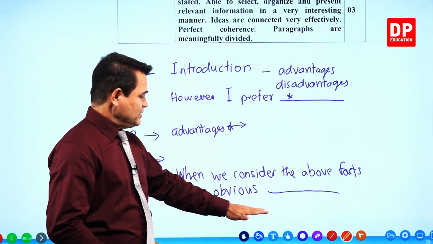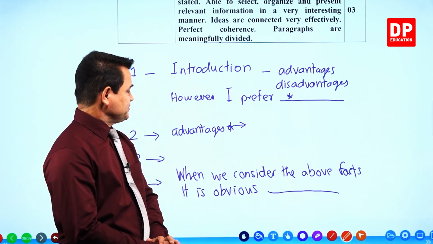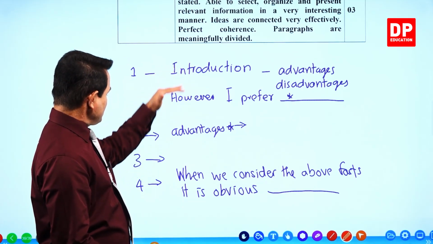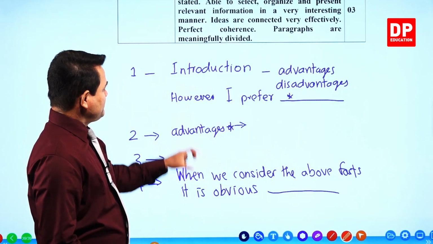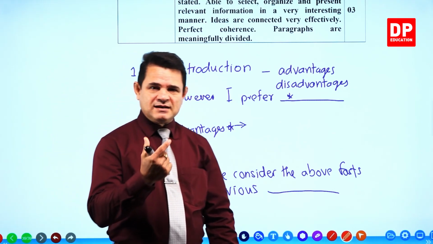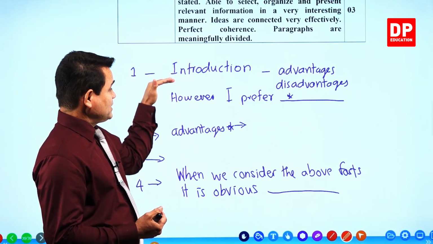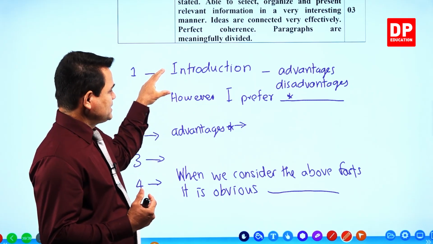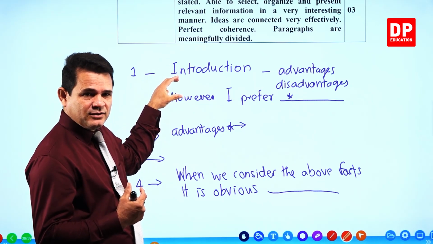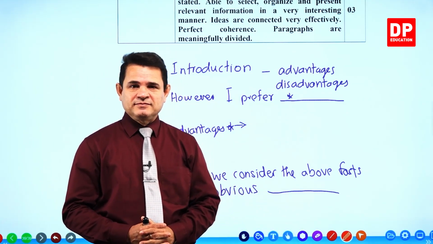Like that, reaffirm your opinion and end the essay. So I hope you will write at least 4 paragraphs in this essay. In each paragraph there can be at least 25 words, at least 50 words if you write in each paragraph. If you write 40 or 50 words in a paragraph, you can easily write 200 words.